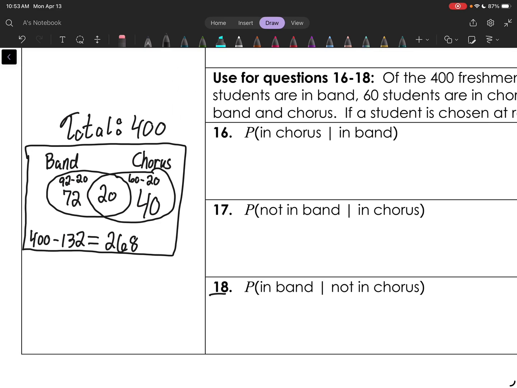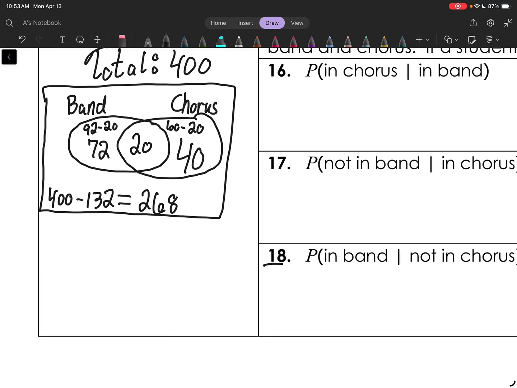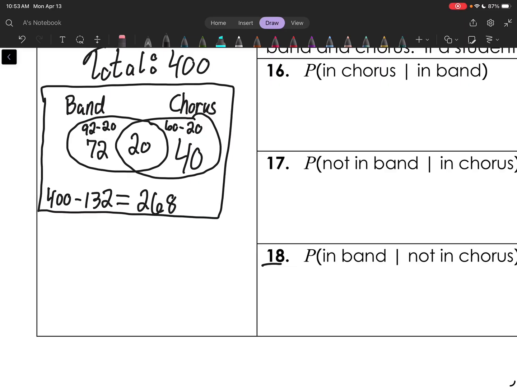What is the probability that I have a student in band given they are not in chorus? Well, first, how many students are not in chorus? This is 400 minus the 60 total chorus students. So 340 people are not in chorus. Given I'm not in chorus, how many are just in band? That is this left circle, 72 people.